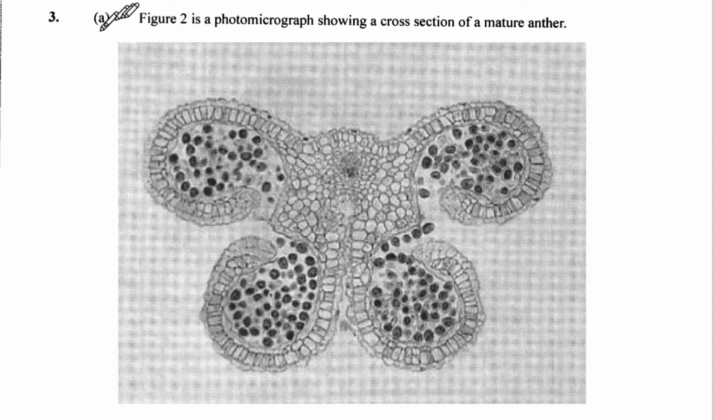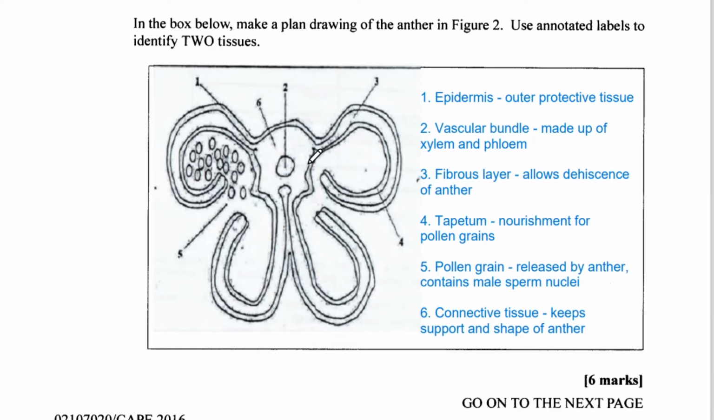Question 3a. Figure 2 is a photomicrograph showing a cross-section of a mature anther. And here we could see the photograph of the mature anther. Now this is what your drawing would look like. What we have to do is to make a plan drawing of the anther in figure 2 and use annotated labels to identify 2 tissues. This is what your plan drawing would look like, and you'll see that there are 6 labels here, but any 2 of these would do.